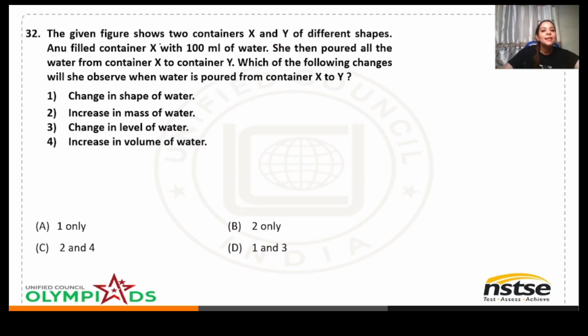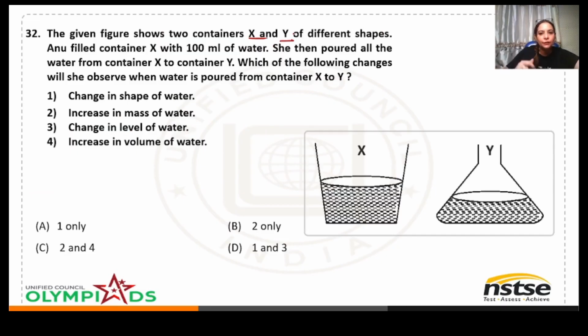Next question. The given figure shows two containers X and Y. Here we have the figure. The given figure shows two containers X and Y of different shapes. Yes, the shapes of both of them are different. Anu filled container X with 100 ml of water. Let's say this is 100 ml of water. She then poured all the water from container X to Y. Okay, the same water is poured into Y. Which of the following changes will she observe when water is poured from container X to Y?